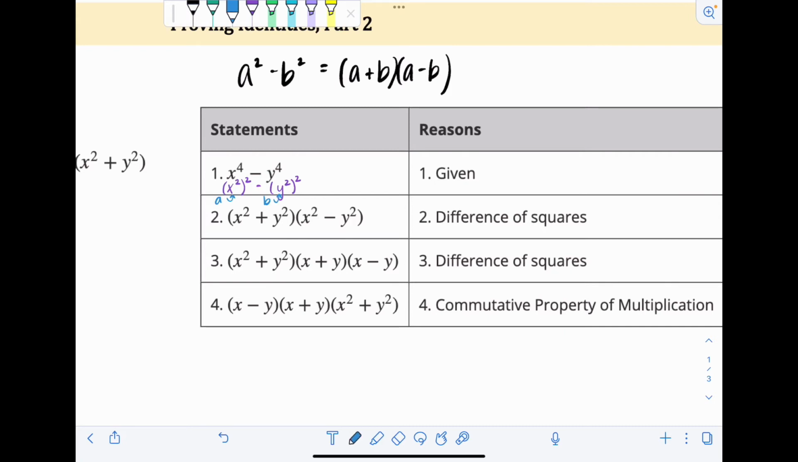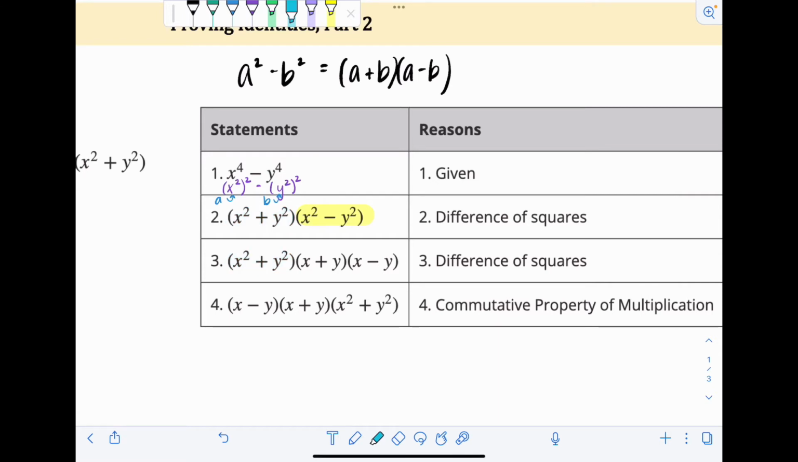So a is x squared, b is y squared. So this is my a plus b, and then this is my a minus b. So x squared plus y squared times x squared minus y squared, and the reasoning is the difference of squares. And then again, this is another difference of squares, another perfect square minus another one. So we can factor that further. This part is not a difference of squares because it's a sum, so that part just gets copied directly down.